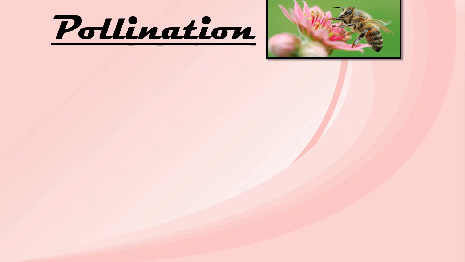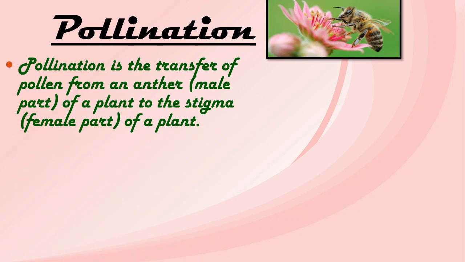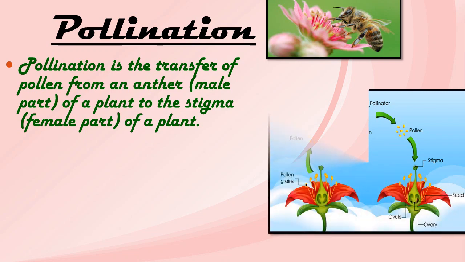Now, next is pollination. What is it? Students, pollination is the transfer of pollen from the anther, the male part of a plant, to the stigma, the female part of a plant. So this is pollination.